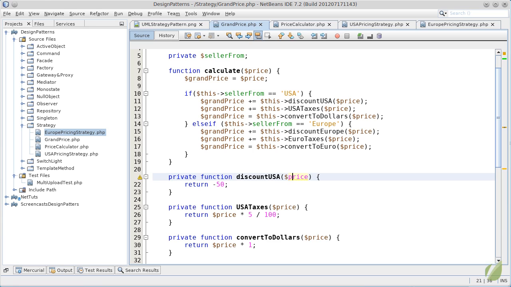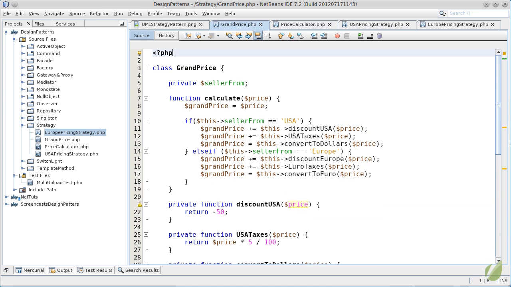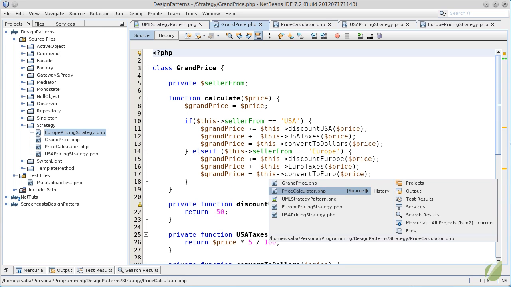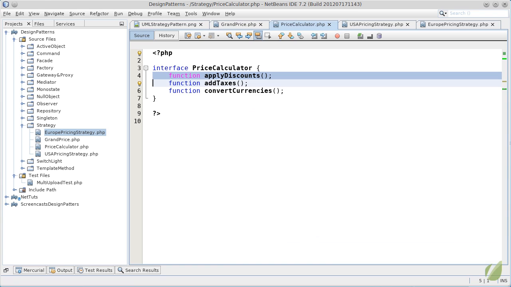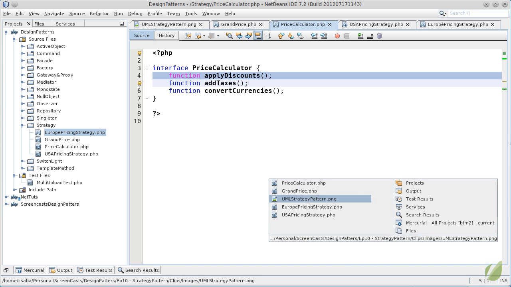Of course, the class will have to do these computations if we move these methods there, but it can provide all this information as a strategy, unknown to the ground price calculator here. So what will we do? We'll go to our price calculator, which is an interface that has 3 methods: apply discounts, add taxes, and convert currencies. This interface then can be implemented by several other classes based on the user location.